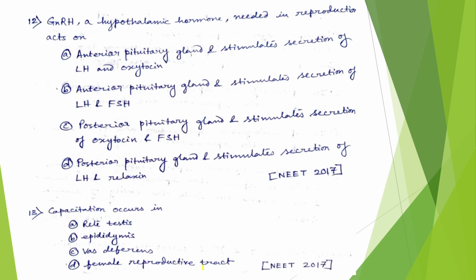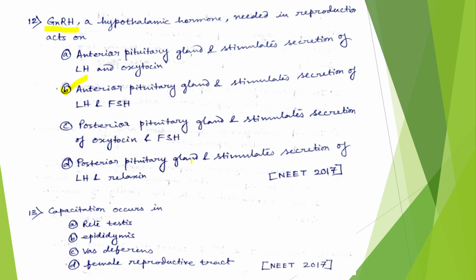Coming to the next question, GnRH. GnRH means gonadotropin releasing hormone. It is a hypothalamic hormone needed for reproduction. GnRH secreted by the hypothalamus acts on the anterior pituitary to secrete follicle stimulating hormone, FSH, and luteinizing hormone, LH, which will act on our gonads. So the correct answer would be option B. GnRH acts on the anterior pituitary and stimulates secretion of LH and FSH.